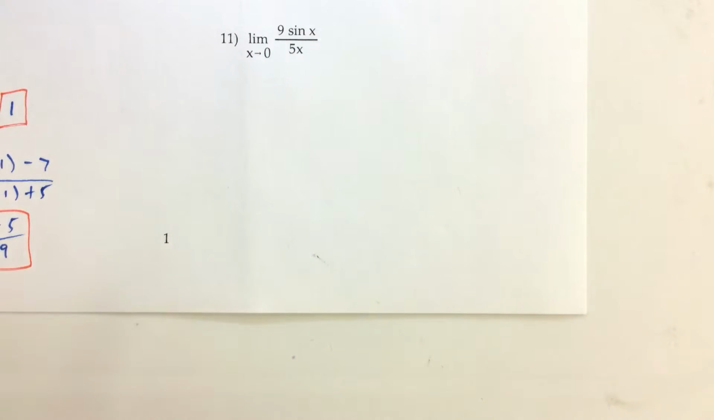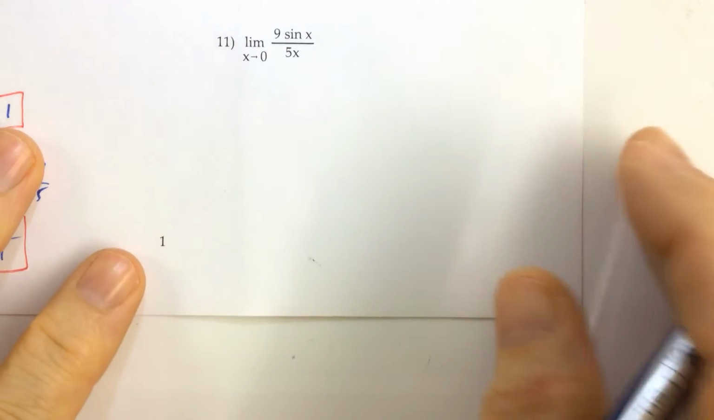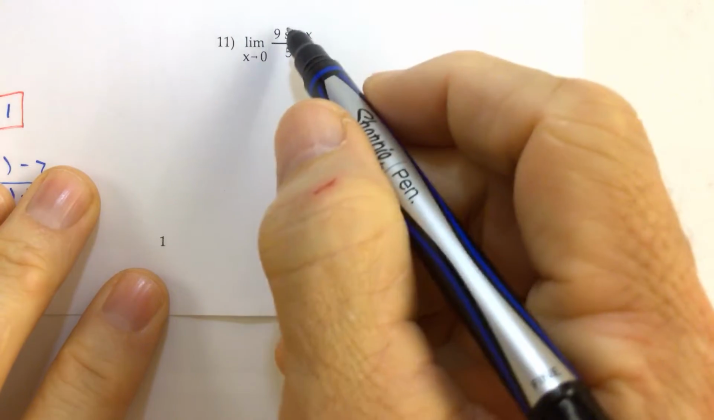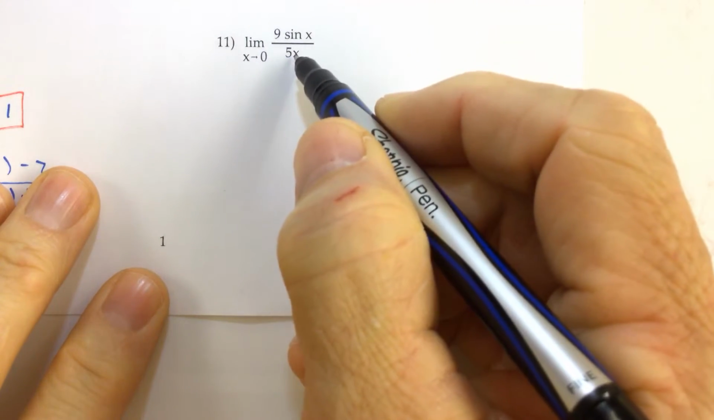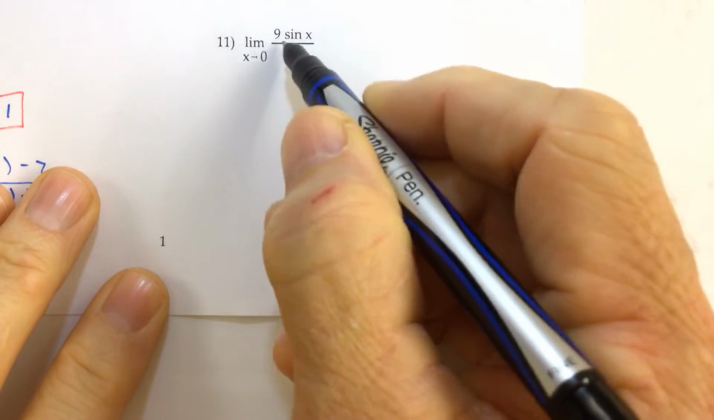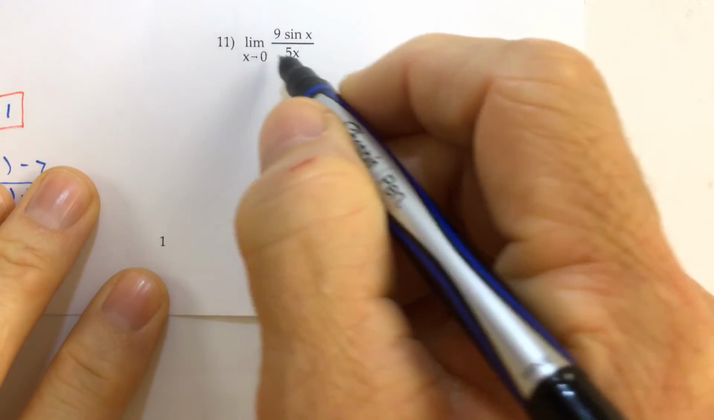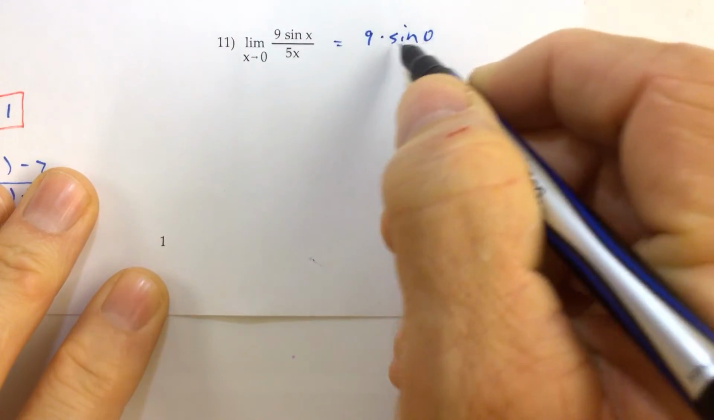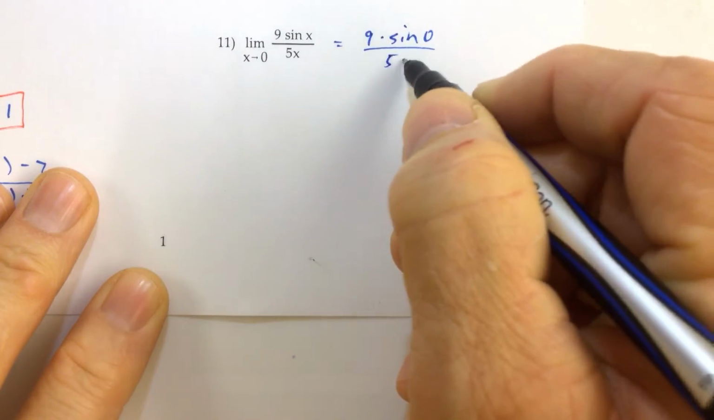I saved number 11 for its own video because it has something in it that none of the other problems have had. Namely, we have this sine of x over x in here. We've got a 9 and a 5 in here, of course. But when x is approaching 0, we get 9 times the sine of 0. So we always try replacing x with 0, and then we get 5 times 0.